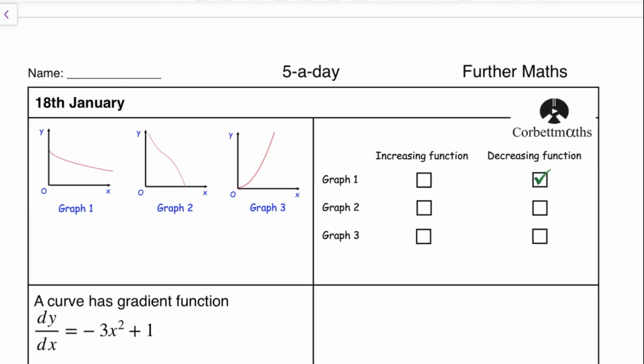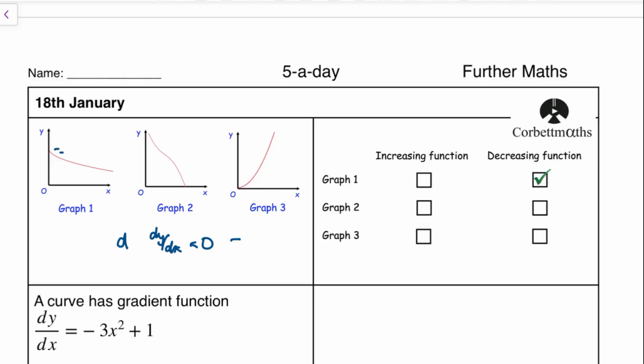Okay, so what do we have? We have a few graphs, and the question is saying, well, I presume what it wants you to do is say whether an increasing or decreasing function. Now, specifically a decreasing function is where dy/dx is less than 0. In other words, the gradient is negative.